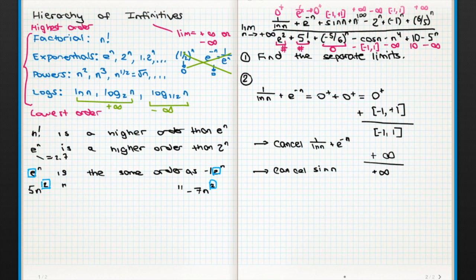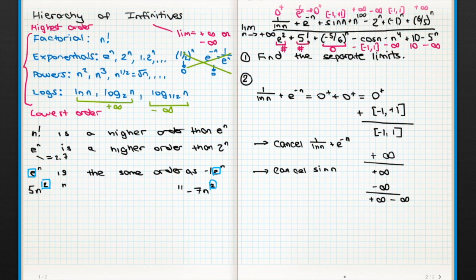Then between n to the 100 and minus 2 to the n, we have plus infinity minus infinity, and this is called an indeterminate form, which means that right now we don't know which one we can get rid of, but in the end, when we use a hierarchy, we can figure that out. So for now, we just say that plus infinity minus infinity, we just have to keep it the way it is. So we're keeping the n100 and also the 2 to the n.